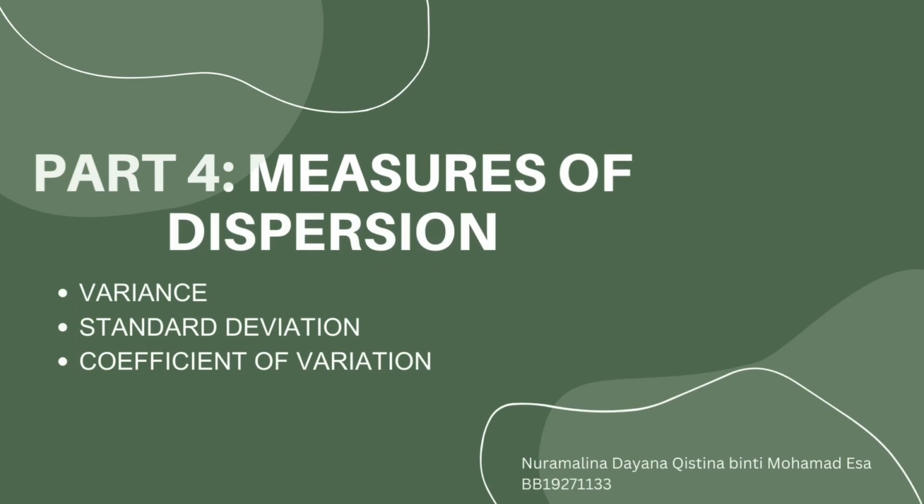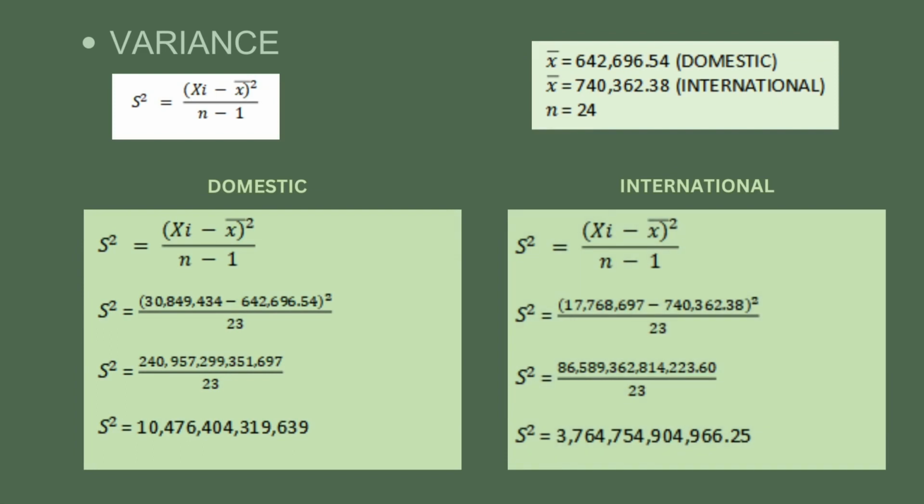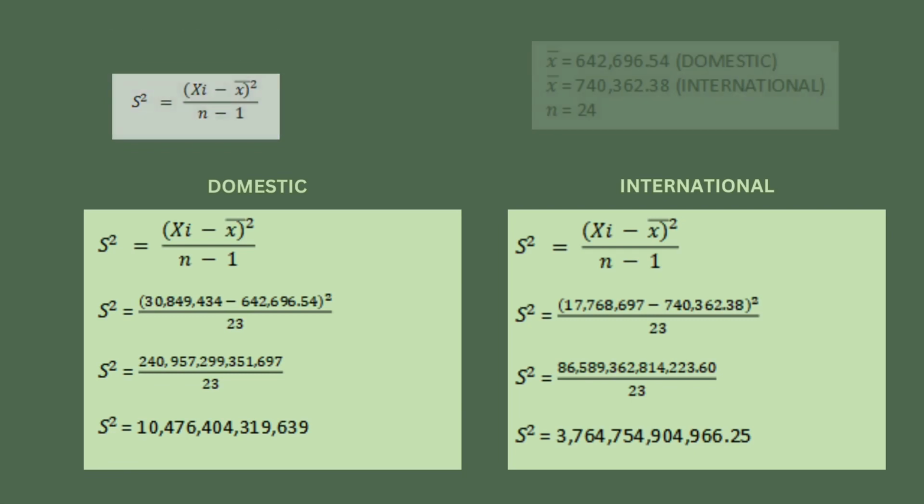Okay, next I will be explaining part 4, which is the measures of dispersion. I'll talk about the variance, standard deviation, and coefficient of variation. Firstly, we'll be looking at variance. The formula for variance is the sum of the data minus the sample mean, to the power of 2, divided by n minus 1. As we can see from the calculations here, we can conclude that the domestic has a higher variance value than the international.